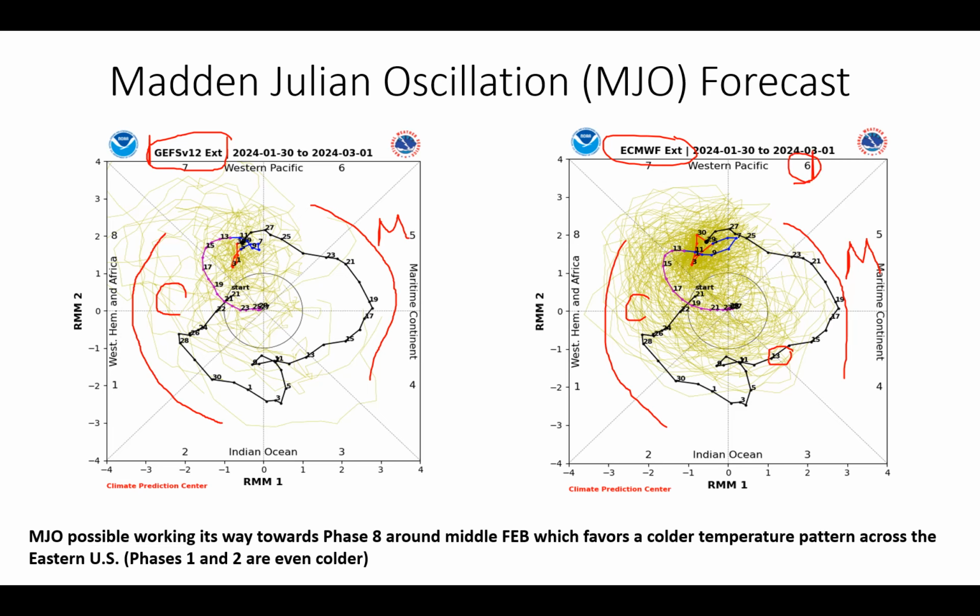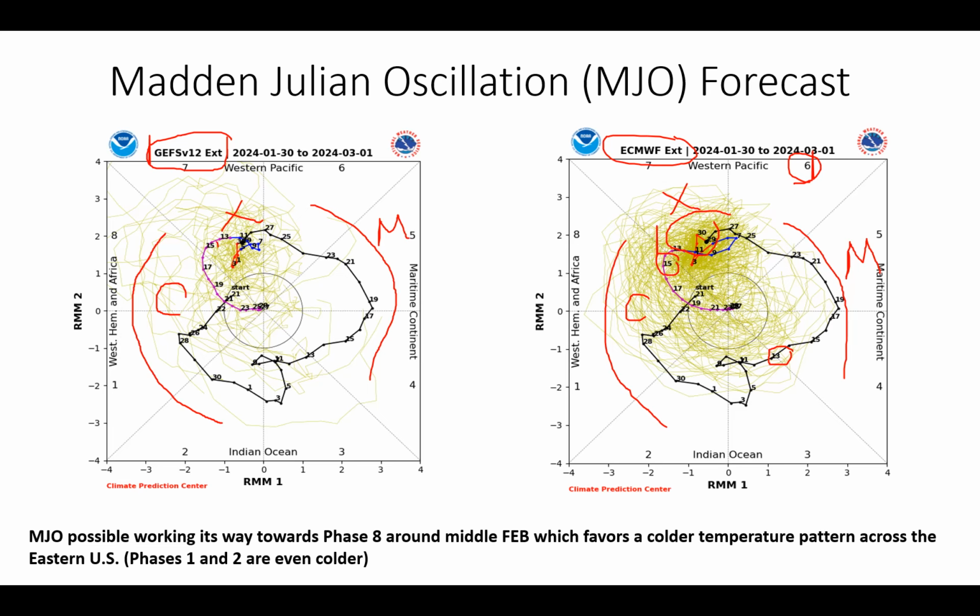Now we have worked our way over to phase 7. So now we're working our way into phase 7 at this point, right here with the X in both cases. There are indications, this purple line here in both the GFS extended on the left and the European extended on the right, that both of these models are in excellent agreement with the MJO going to phase 8 around the 15th of February.